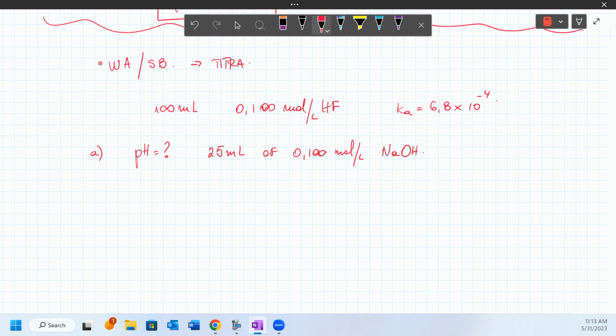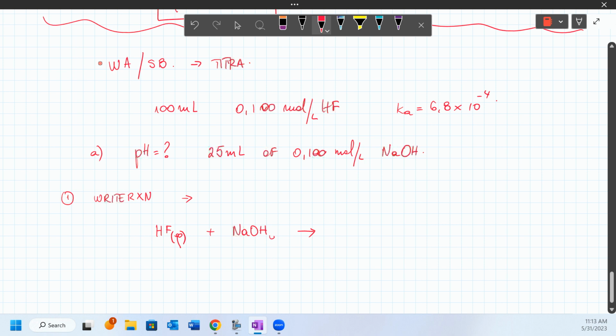Okay, so as a first step, write the reaction. This is a completion reaction because we have a strong base, not an equilibrium. So HF plus NaOH, they are all in aqueous solution, but for simplicity, if I am not writing it, you'll assume that. Then as a product we'll have water and NaF in aqueous solution, which is broken down into Na plus and F minus.